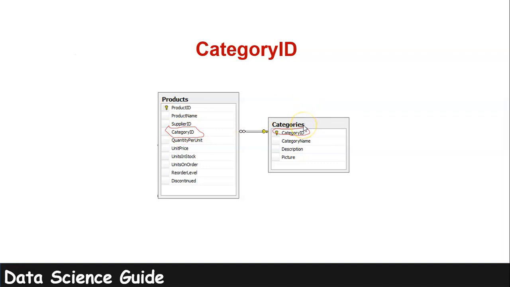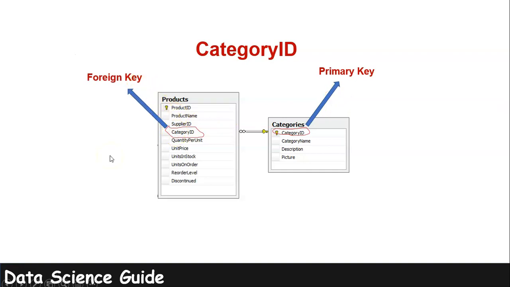Let's move to the categories table. In the categories table, we have the category ID, the category name, description, and picture. So we have category ID in these two tables. But the difference between them is that in the categories table, category ID is a primary key, while it is a foreign key in the products table.